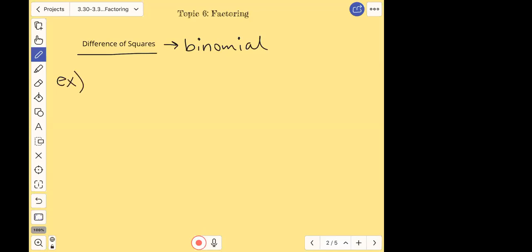So our first example will have 9x squared minus 16y squared. All right, this is a difference of squares because we're taking a difference. This term is a perfect square. The square root of it would be 3x. This term is also a perfect square. The square root would be 4y. And just in general, difference of squares is when we have a squared minus b squared, and it factors into a plus b, a minus b.